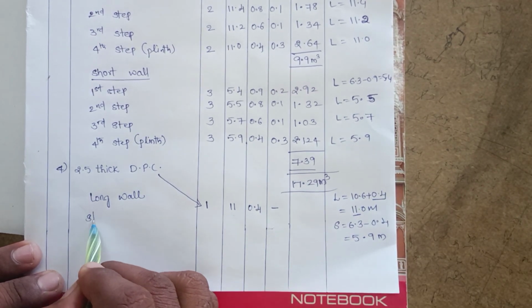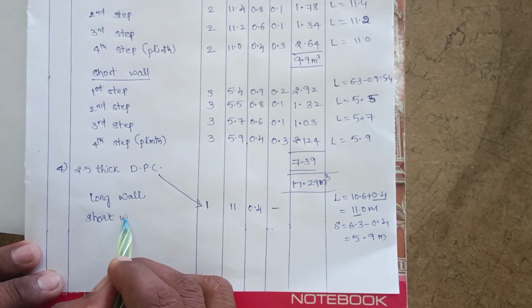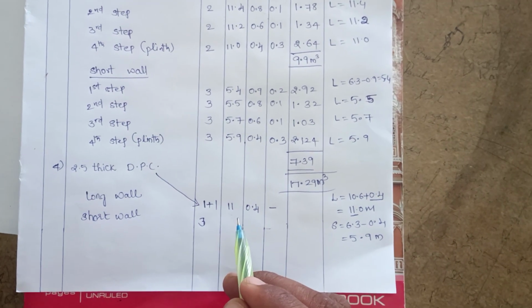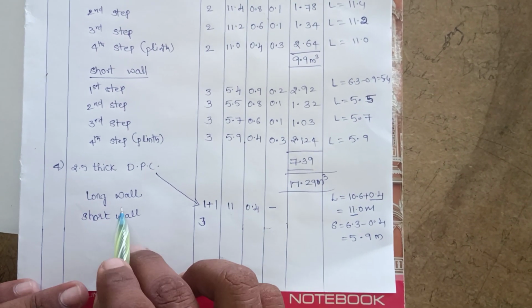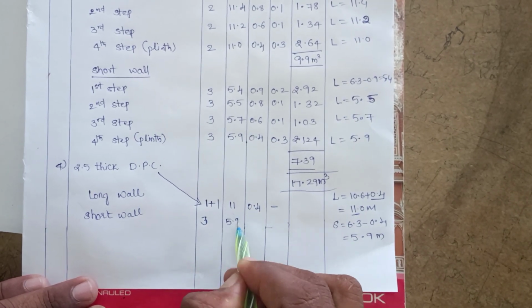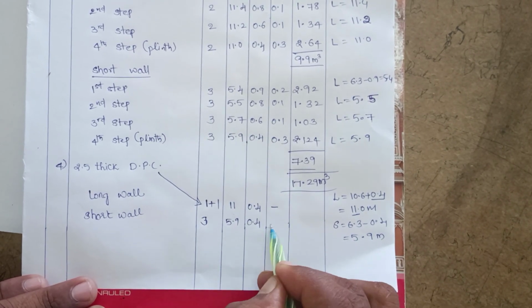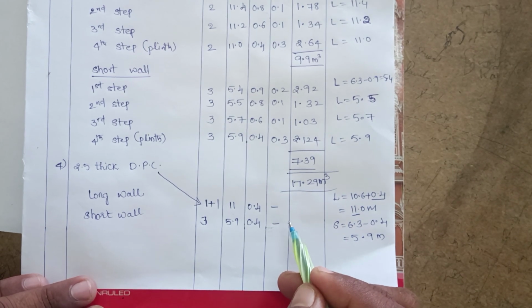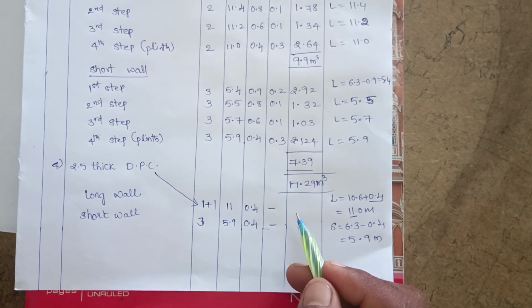For the short wall, here for the short wall there are 3 numbers, and for the long wall there are 2 numbers. The length is calculated as 5.9 meters and the width as 0.4. There is no depth in consideration because the unit of measurement of DPC is in square meters.